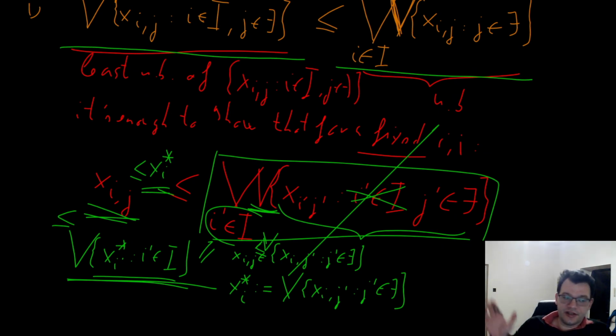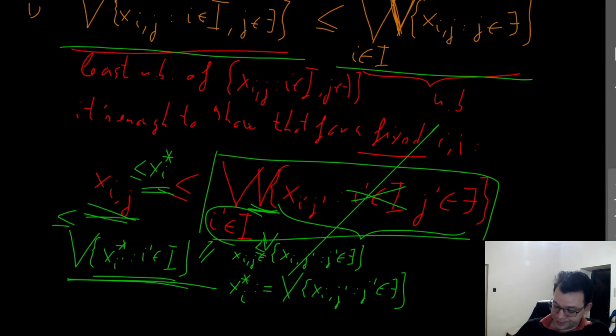So basically, if you just take all the elements' supremum at once, then it's at most as large as the row-wise supremum's supremum. But that's only one direction. We still have another direction, which is the second, of course.